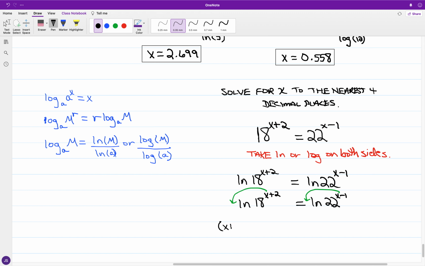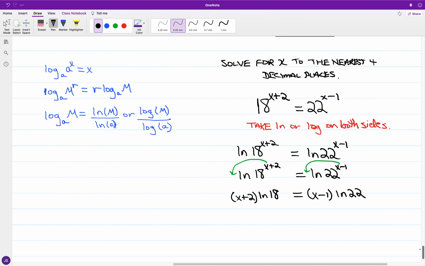So I want to put what I have here in parentheses. So I've got x plus 2 in parentheses, or x plus 2 quantity, times the natural logarithm of 18 is equal to, and likewise with x minus 1, putting that also in parentheses. So I have x minus 1 quantity times the natural logarithm of 22.